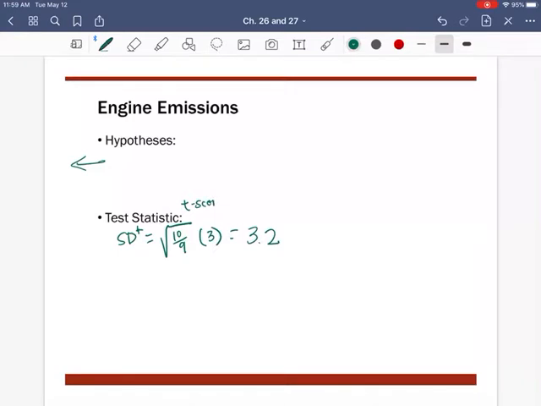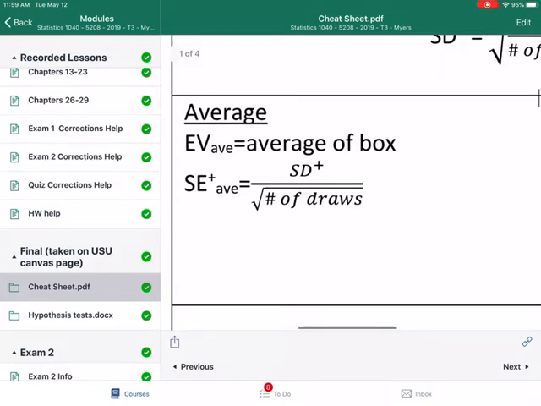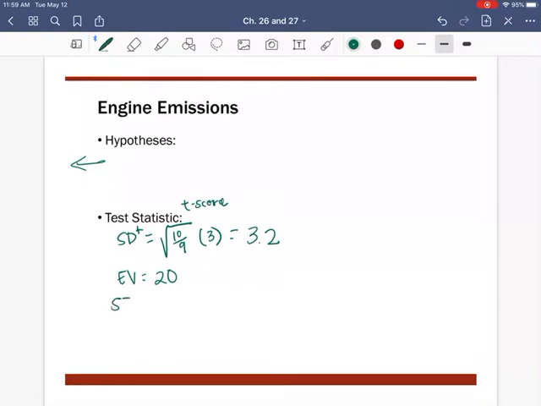Okay, we need expected value and standard error to calculate our test statistic. That means the t-score. So expected value is what it should be, 20. It says right here, average of the box, or what we expect it to be. The standard error is the standard deviation plus divided by the square root of the number of draws. And this is averages, I should specify that. 3.2 divided by the square root of 10. It's going to be about 1.01.